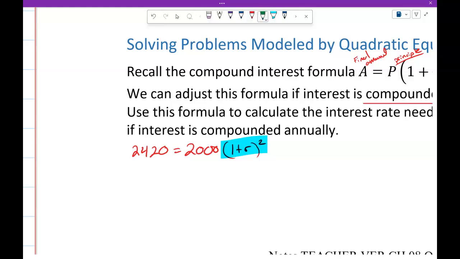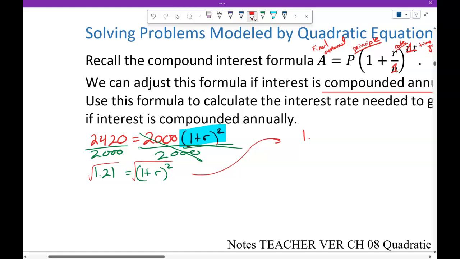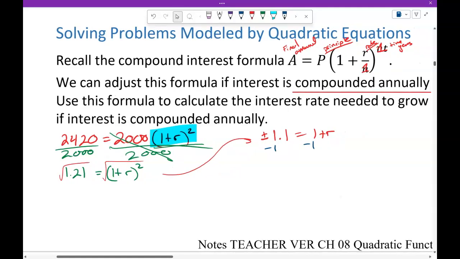So we can go ahead and divide both sides by $2,000. That gives us 1.21 equals 1 plus r squared. Then what we can do is apply our square root property. Square root both sides, and we get that 1.1 equals, don't forget the plus and minus, 1 plus r. And then lastly, we will subtract 1 from both sides, giving us r equals negative 1 plus or minus 1.1.